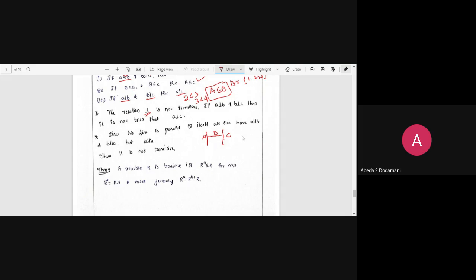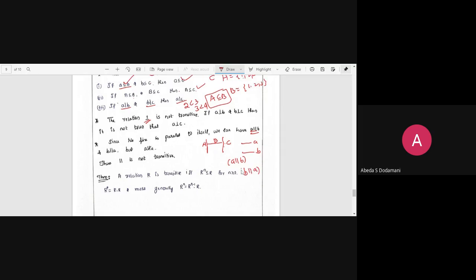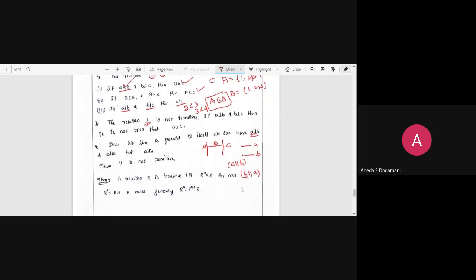So here, if A is parallel to B, okay, this is my line A and this is my line B. If there are two lines, if A is parallel to B and B is parallel to A, what has to be the next relation? It has to be A parallel to A, right? Is every line parallel to itself?